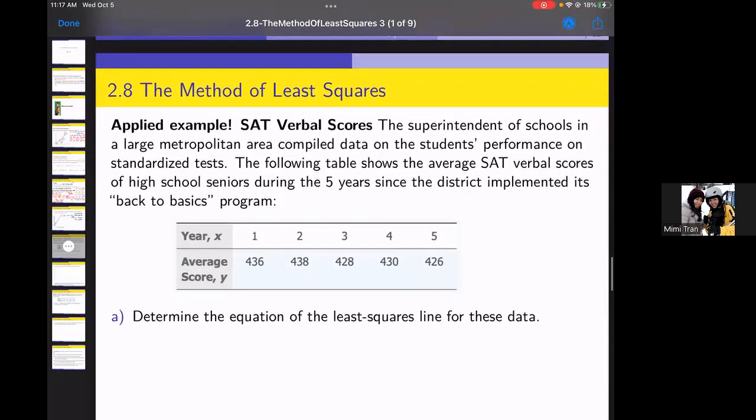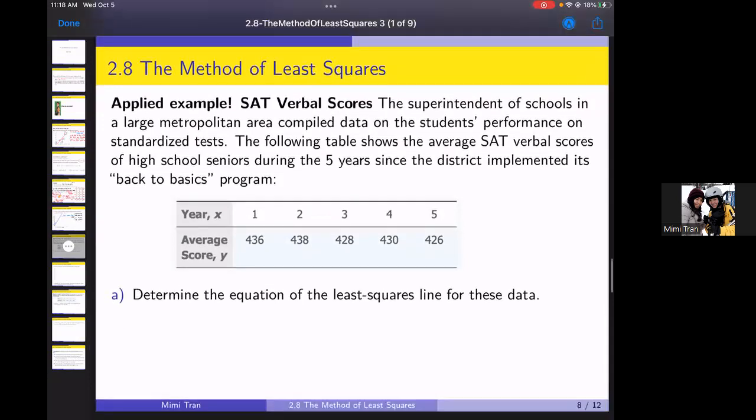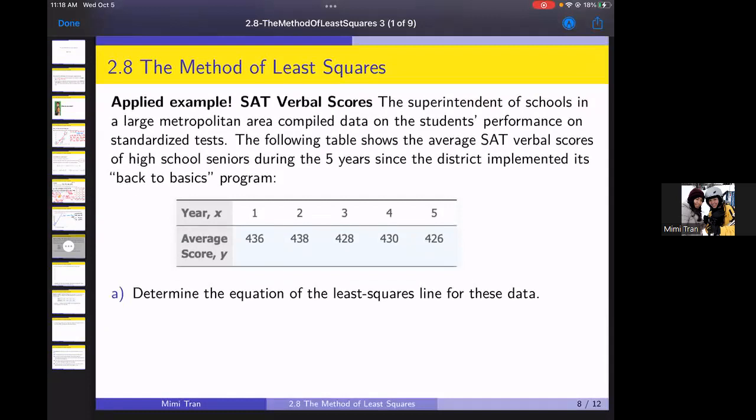Now we go to the apply example. SAT verbal scores. Do you take the SAT or ACT in Michigan? Both. It used to be both. They should still do both. Oh, okay. I took my high school in Vietnam, so I don't know how things go here. But okay, it's mostly SAT.